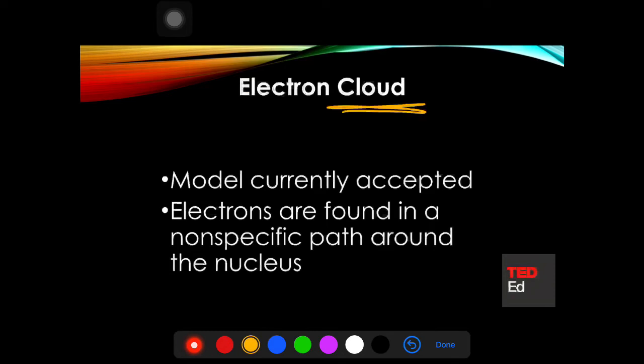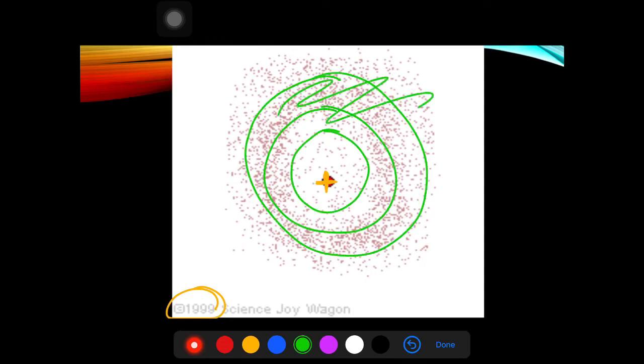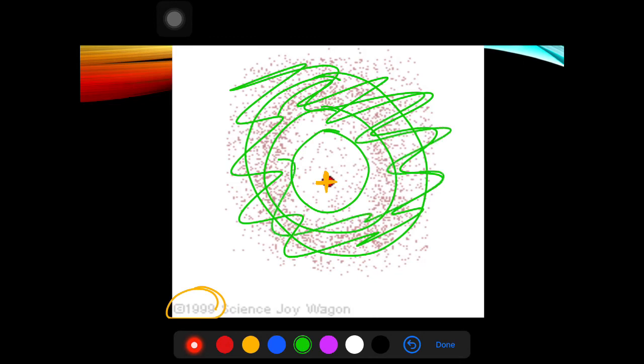Electrons are found in non-specific paths around the nucleus. And I've got this GIF or GIF or whatever you're going to yell at me for saying that was made in 1999, probably the first one ever made. And I've got a positively charged center, and my electron is around the outside, kind of bouncing around. Now, this is a very simple atom. It has one proton and one electron, and it is simply bouncing around the outside of the atom. And it is not orbiting, as you can see. It's instead a cloud around the outside.